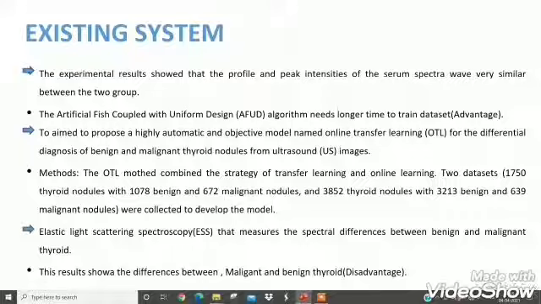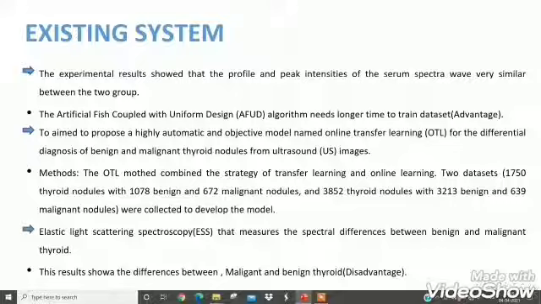In the existing method, an online transfer learning algorithm is used to diagnose normal and abnormal thyroid nodules from ultrasound images. Here the main disadvantage is that it works only if the initial target problems of both modules are similar enough, it only detects normal and abnormal thyroid, and accuracy decreases with a decrease in the amount of data.